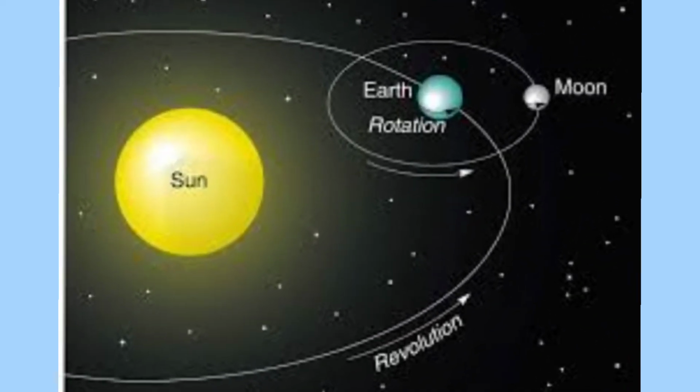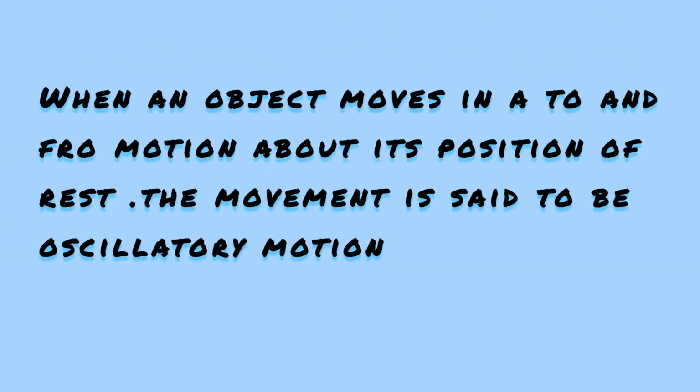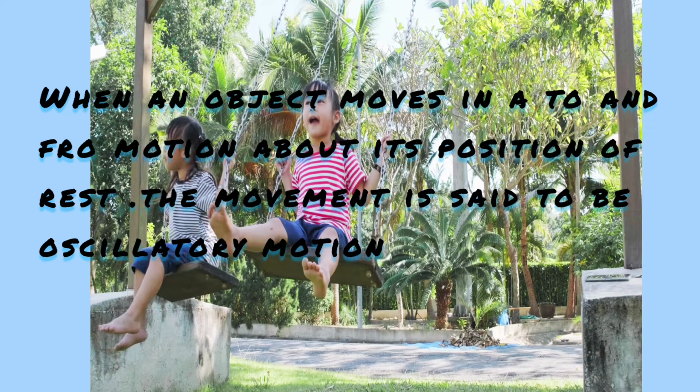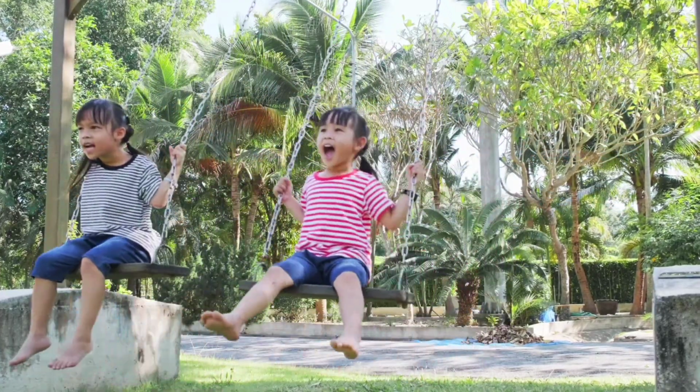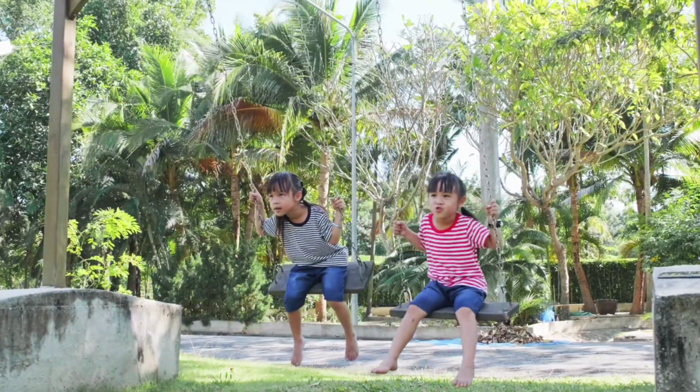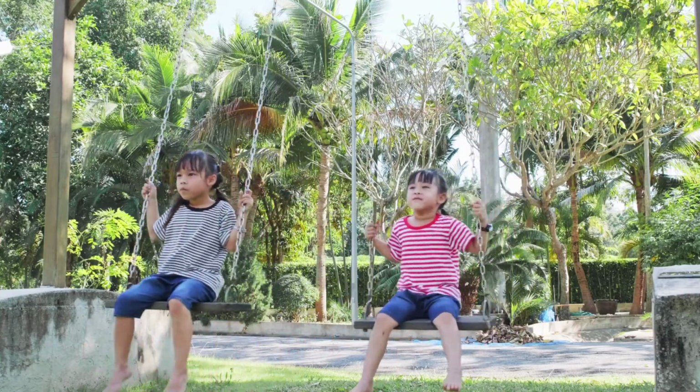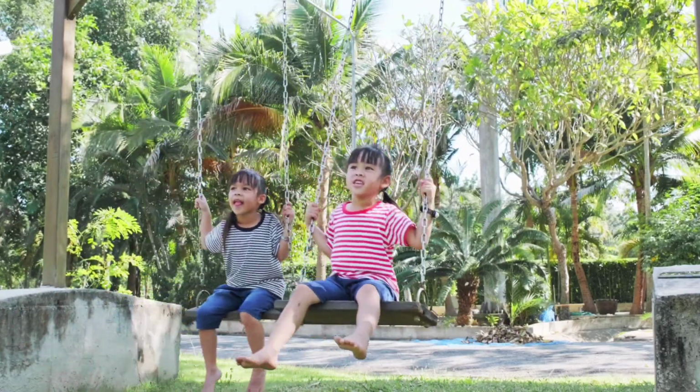Oscillatory motion. When an object moves in a to and fro motion about its position of rest, the movement is said to be oscillatory motion. The motion of a child on a swing, the movement of a pendulum in an old clock are examples of oscillatory motion.